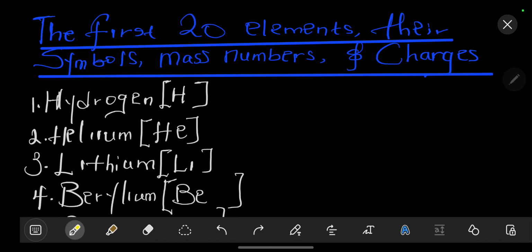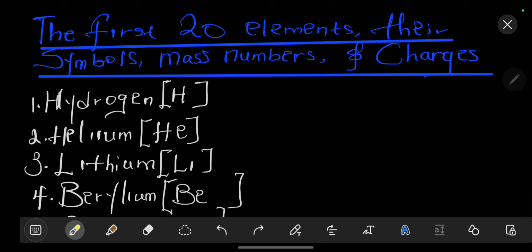Alright, for most people, they can only read the first 20 elements, from hydrogen down to calcium, and that's wonderful. And they can also tell you the symbols. For example, hydrogen is H, helium is He, like that. And to some extent, they can also tell you the atomic numbers.